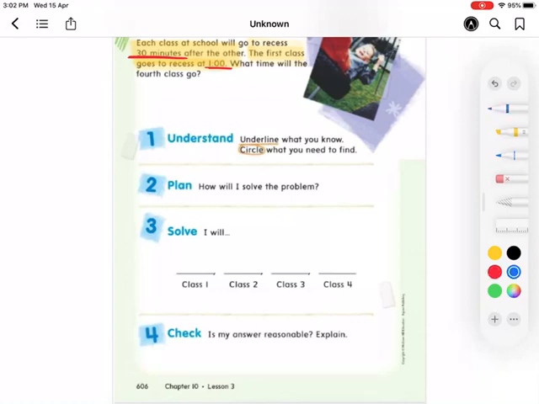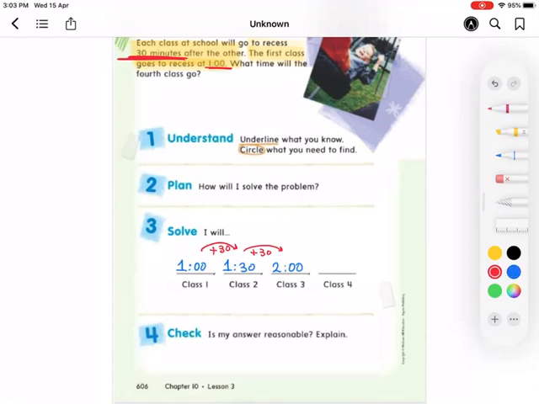Okay. Again, class 1 has started at 1 o'clock. Then we added plus 30 minutes because they told us 30 minutes. Now again, the time is 1:30. And then we added another 30 minutes. So the time became 2 o'clock.